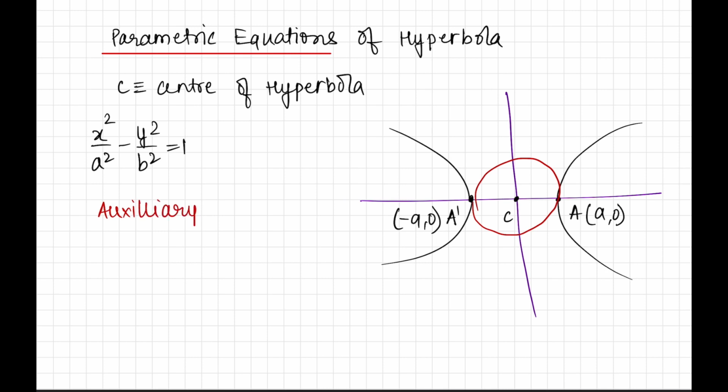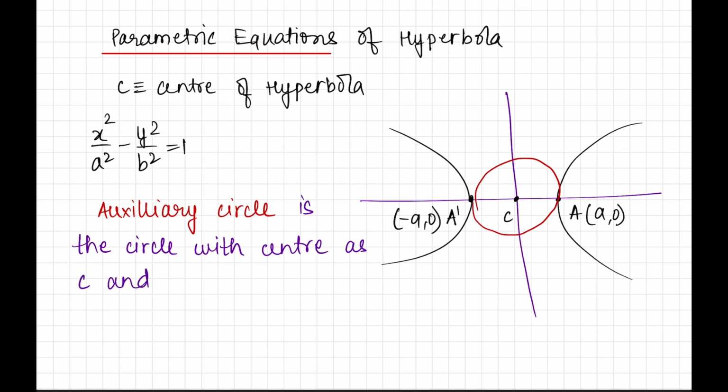Auxiliary circle is the circle with center C and radius equal to a. So this is called the auxiliary circle and its equation can be written as x square plus y square equals a square.